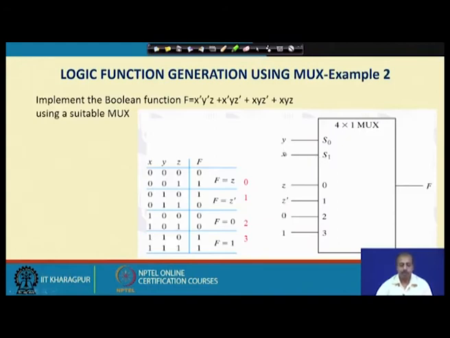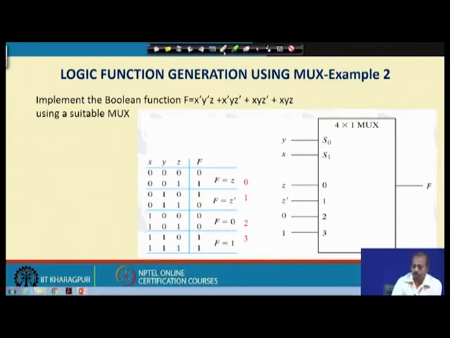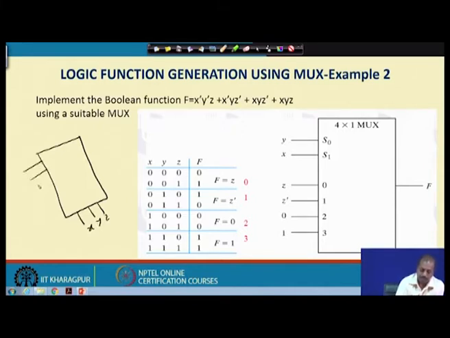There is an example. Suppose this is the function that is given to me: f = x bar y bar z plus x bar y z bar plus x y z bar plus x y z. This is a 3 variable function, so you can straightaway realize it using an 8:1 multiplexer. I apply x, y and z to the select lines, and these are the data lines.